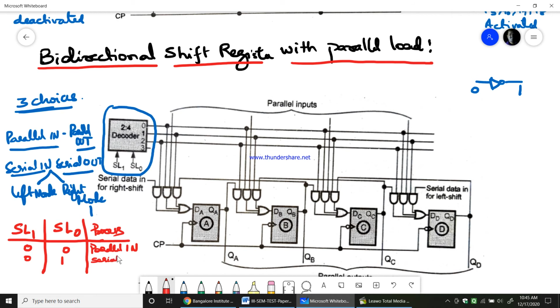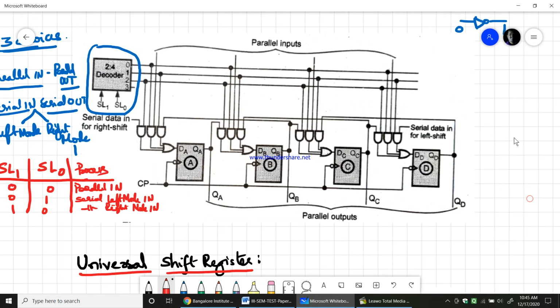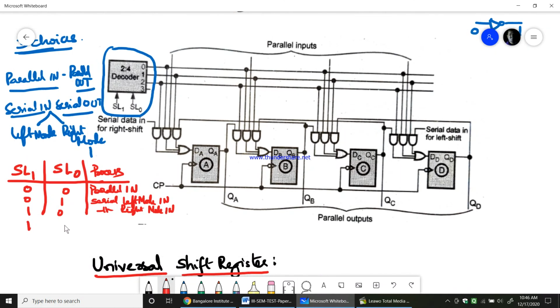serial left mode input, okay, left shifting, so you give input from here. So 1 0 is serial right mode in, whereas for 1 1 it doesn't work. For 1 1 we don't give anything. That is why this third one, if you see, is left blank. Okay, so 0 0 will select line 0, 0 1 will select line 1, 1 0 will select line 2. Okay, so now let us look into how it works.